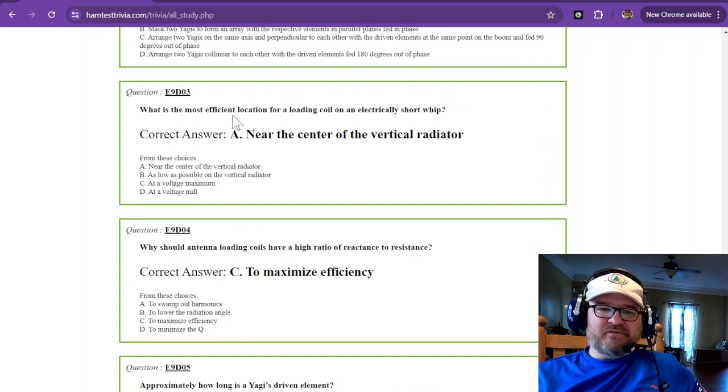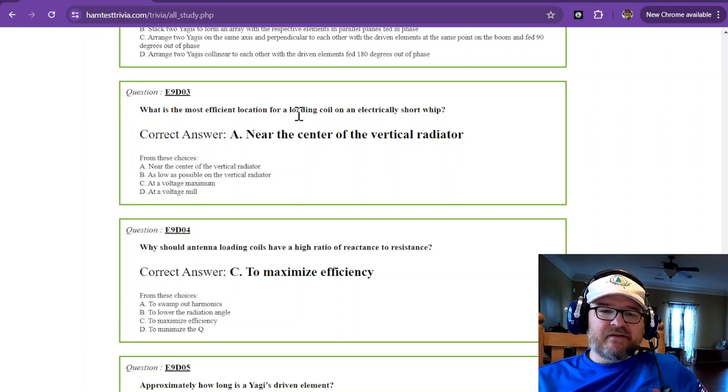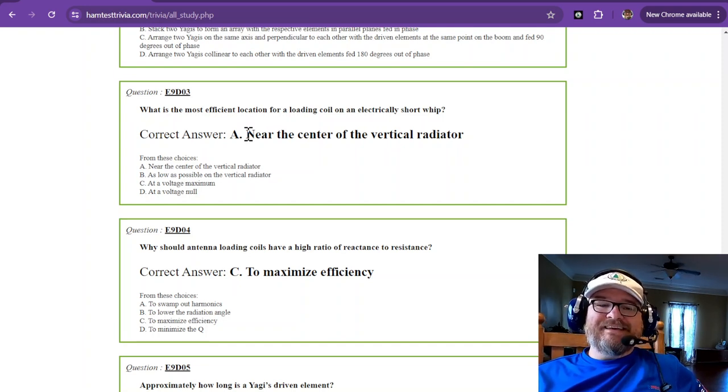Question number 3, what is the most efficient location for a loading coil on an electrically short whip? Now, I've actually done something similar to this. I did a base loaded coil, but the most efficient location is near the center of the vertical radiator. And if you go look at the new super antenna, where's that coil? It's somewhat close to the center. If you look at some of the other coil types, they're usually at the center. Now, the KX2, it's usually at the bottom. KX2, KX3, you know, with the AX1, AX2 antennas from Elecraft, they're at the bottom. So they're not the most efficient, but they're tiny.